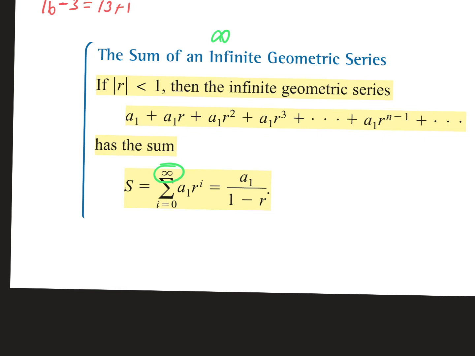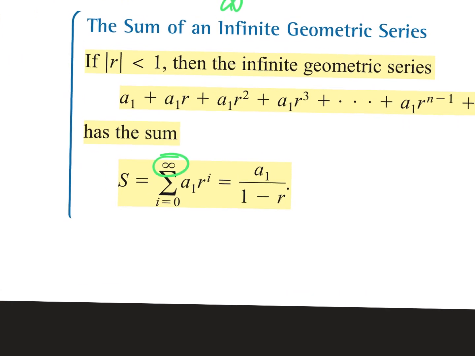Infinite's easier. Infinite is much easier. What are the two things you need here for an infinite? Ratio. You need your ratio. Your R is your ratio, and your first term. A sub 1 is first term. All right, we don't need to know the number of terms. Why do we not need to know the number of terms? Because it's infinite. It's going to keep going on and on and on.